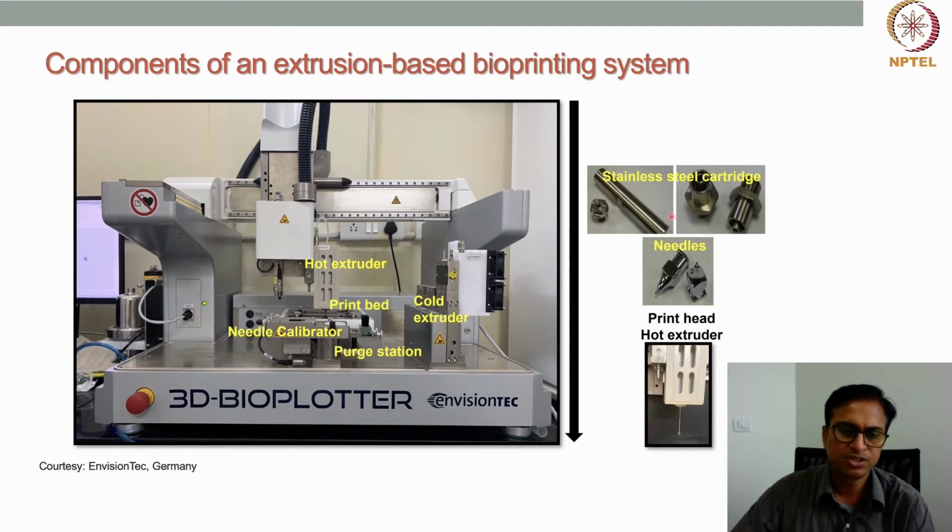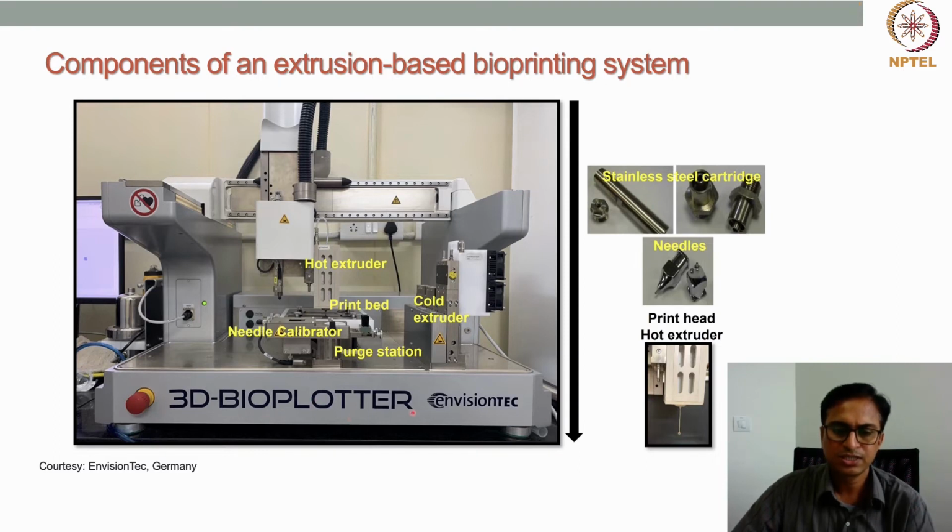It comes with different accessories, like stainless steel cartridges to be attached to the hot extruder. Different types of cartridges are there, and different types of needles and nozzles. Nozzles of different diameters are available, so we can use different types of nozzles. This is how it looks when connected to the print head. Here is the nozzle, and when you apply pressure, the material comes out through this orifice, right?